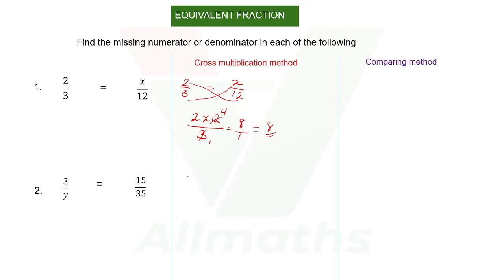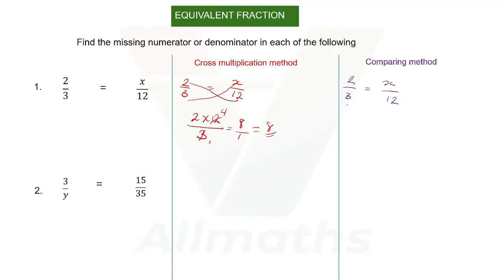Let's look at the comparing method for this same question. For the comparing method, remember we have 2 over 3 equals x over 12. Now the comparing method is quite simpler, provided you are conversant with your multiplication table. Look at the denominator here. When we say 2 over 3 equals x over 12, it means that these two fractions, 2 over 3 as well as x over 12, ought to be the same thing. They are actually equivalent, they are equal, only that they have been written in different forms.